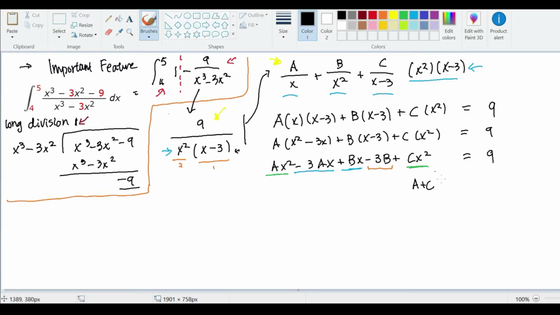A plus c equals, because 9 is just a constant and doesn't have any x squared, 0. And what? Minus 3a plus b, which is the x term, but there's no x term on the right, only 9, so it will still be 0. But now the constant term, minus 3b, will be 9. Now it's so easy to solve. I know that you know that b will be negative 3, right? Then what's a? Negative 1, that almost was 1. And c will be 1, right?